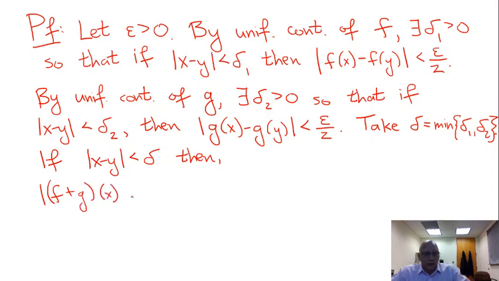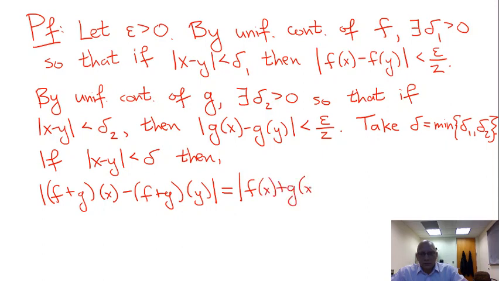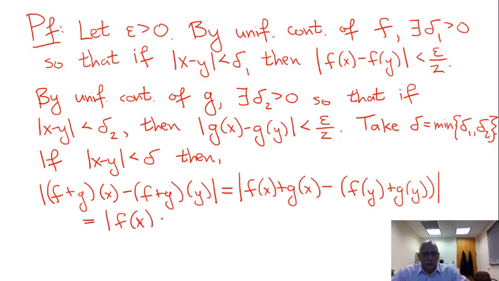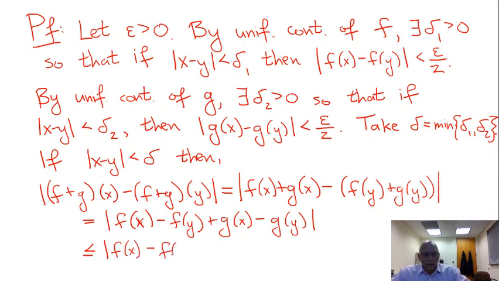(f plus g)(x) minus (f plus g)(y) equals f of x plus g of x minus f of y plus g of y, which equals, after a little rearranging, again, this is all repetition of what we did before, f of x minus f of y plus g of x minus g of y. And using the triangle inequality, this is less than or equal to the absolute value of f of x minus f of y plus the absolute value of g of x minus g of y.